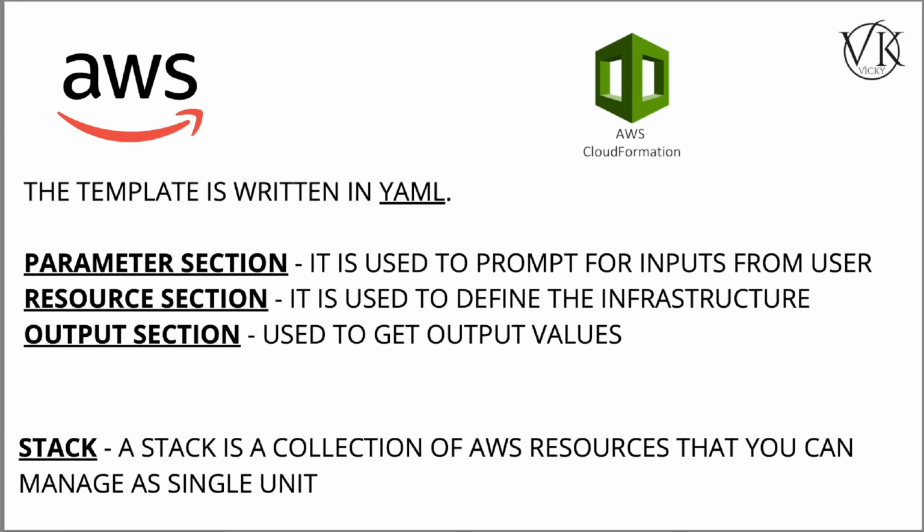Then we have the stack. Now the stack is very important. Let's read the official documentation. A stack is a collection of AWS resources that you can manage as a single unit. What it means here: let's suppose you are creating an EC2 machine. Along with that, you are also creating a NAT gateway and a VPC. You are also installing an Apache web server on it. All those things you can mention in a single stack. So a stack is a collection of resources. Okay, so that is the stack.